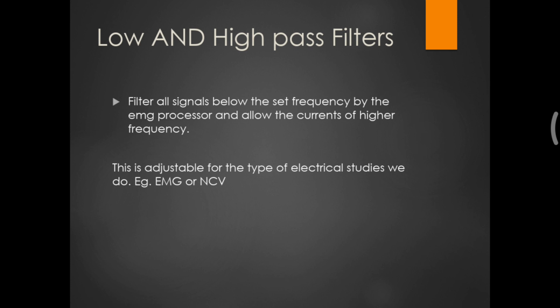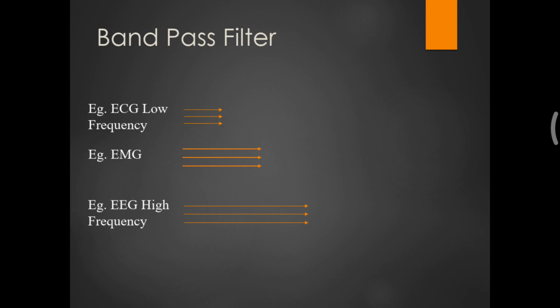Right, a low pass filter will filter out the signals above the set frequency, and a high pass filter will filter out the lower frequencies. This also varies between EMG and NCV. EMG signals are of a different frequency, NCV are of a different frequency. So we can actually change the low and high pass filter. When we use the low and high pass filter together, we call that a band pass filter.